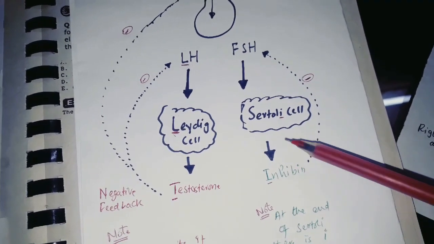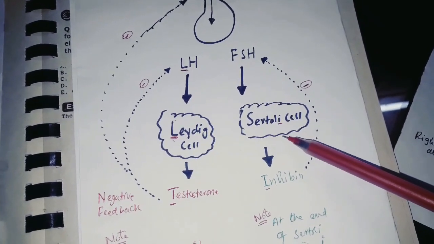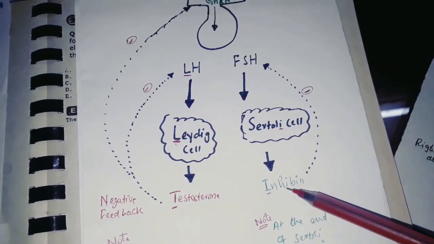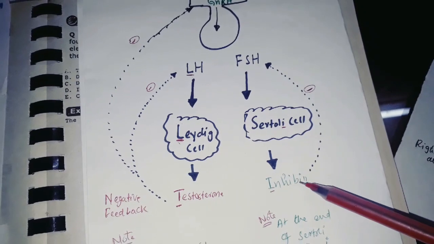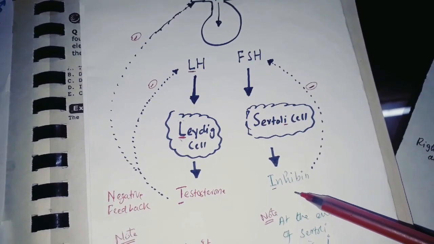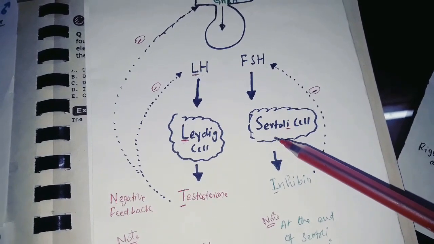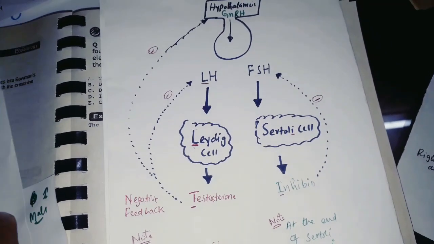Now we have to remember another secretion of Sertoli cells during fetal life. If you see Sertoli cell, at the end is I and it secretes inhibin. From this inhibin we can also remember that Mullerian inhibitory factor is also secreted by Sertoli cells. So we have to remember this.